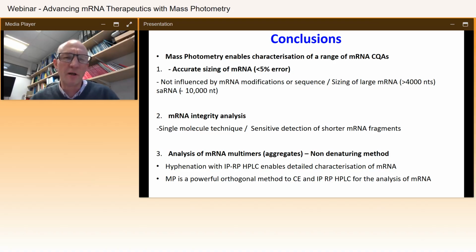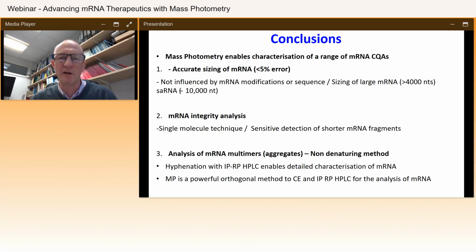Mass spectrometry can also offer opportunities to look at mRNA integrity analysis. So we get the advantages of this being a single molecule technique, and it's very sensitive to detect these short RNA fragments. So again, these typically can be very challenging to do. If you have a wide range of different small size fragments, our UV signal is split across these. So it can be very difficult to detect small amounts of a wide range of different fragments. Whereas with mass spectrometry, we don't have that limitation, and it's very sensitive at detecting these shorter mRNA fragments.